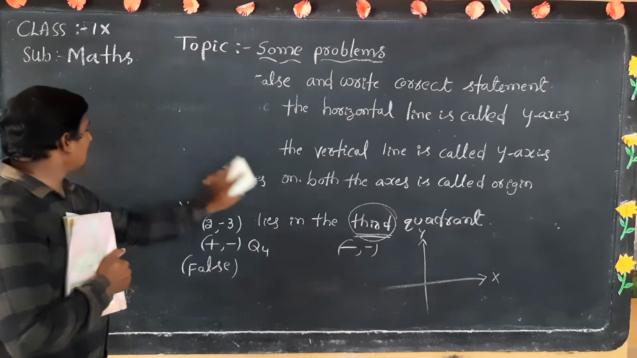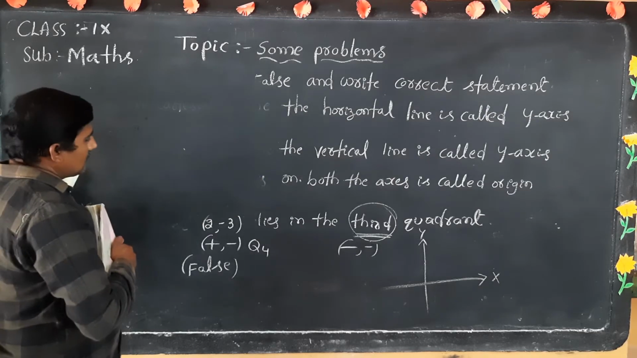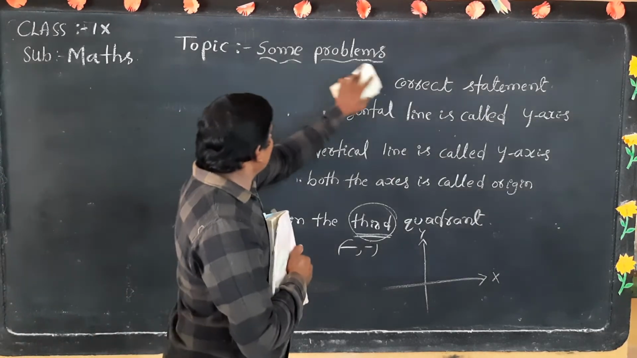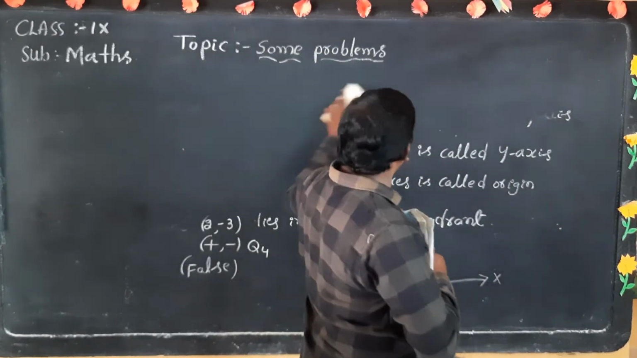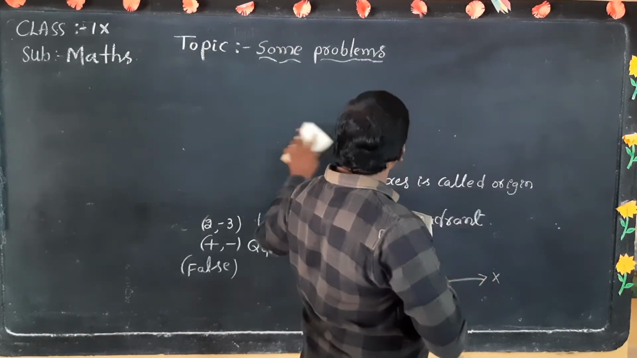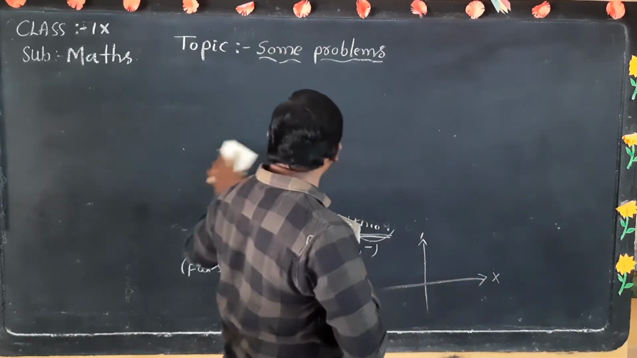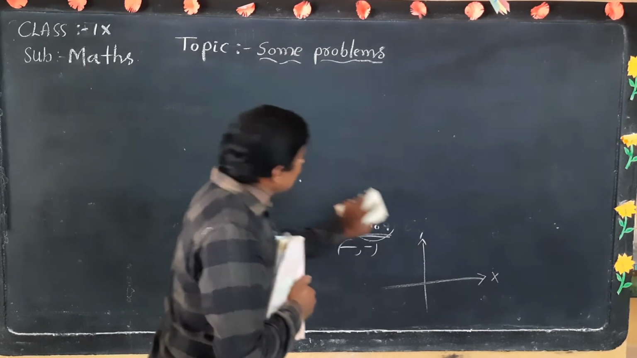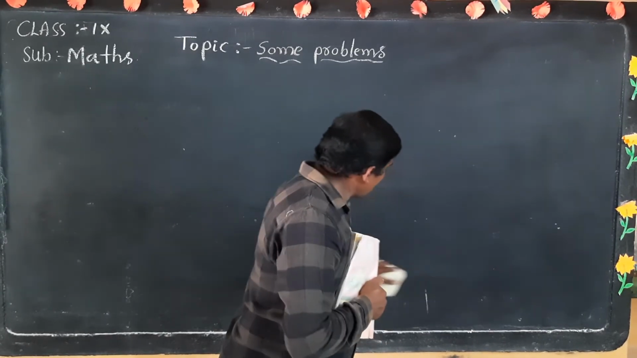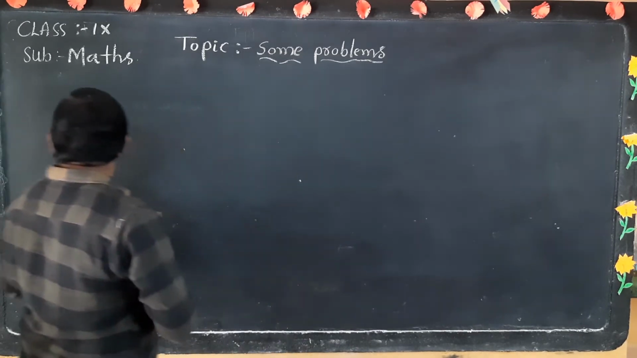So minus comma minus means third quadrant. They gave plus comma minus. Plus comma minus means that is the fourth quadrant. But they gave third quadrant. They gave fourth quadrant. So it is false. And next.